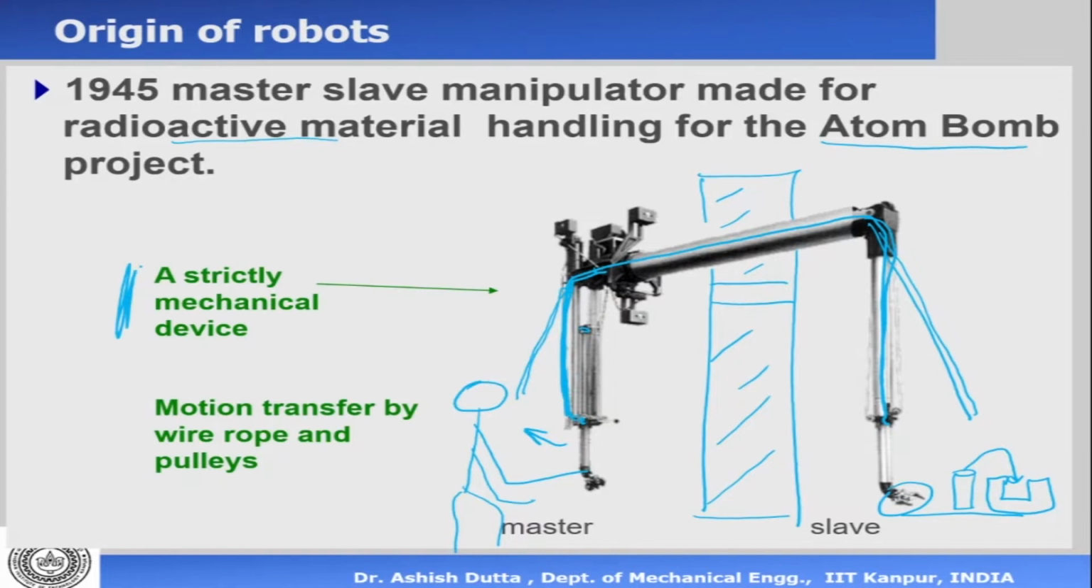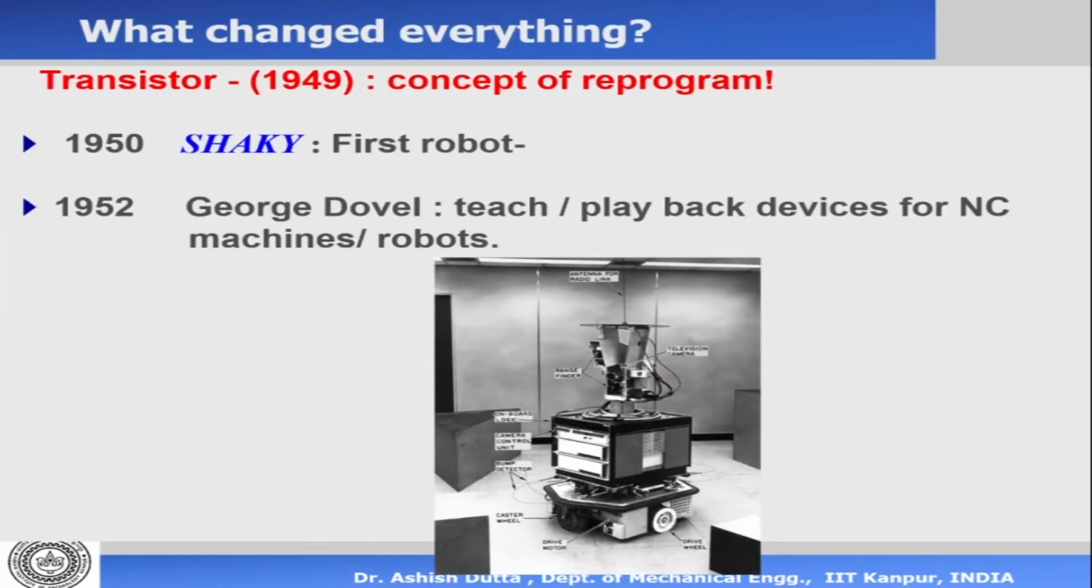That means there is no electronics here, no sensor, actuator, or controller, and motion is transferred by wire rope and pulleys. This is used even today in various atomic energy establishments across the world, and this is the father of the robot. It's basically a mechanical device, but you can call this the father of the robot, 1945. Now, in 1948-49 something was invented that changed mechanical into electromechanical. What was invented in 1948-49 is the transistor.